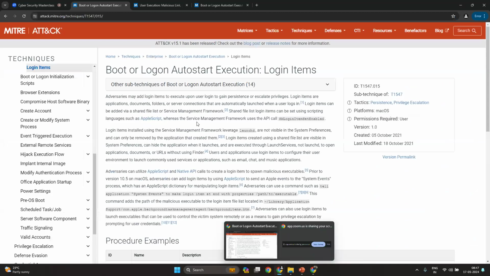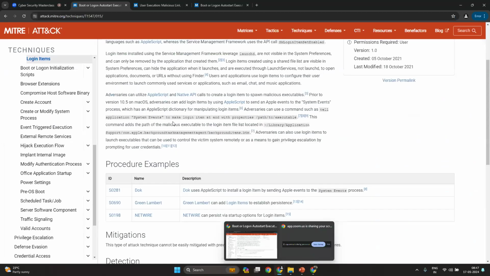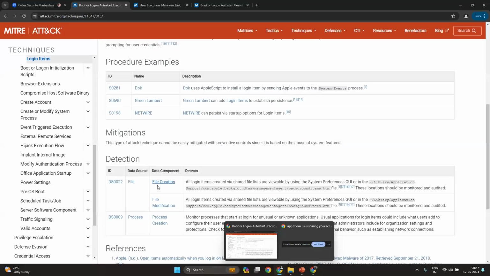So you can utilize this detection as well. Over here, it tells you how to detect it. By a login item, where is it created? It tells you, I think this is on a Mac environment, that at this file, an audit should be monitored. So basically, you create an audit log.